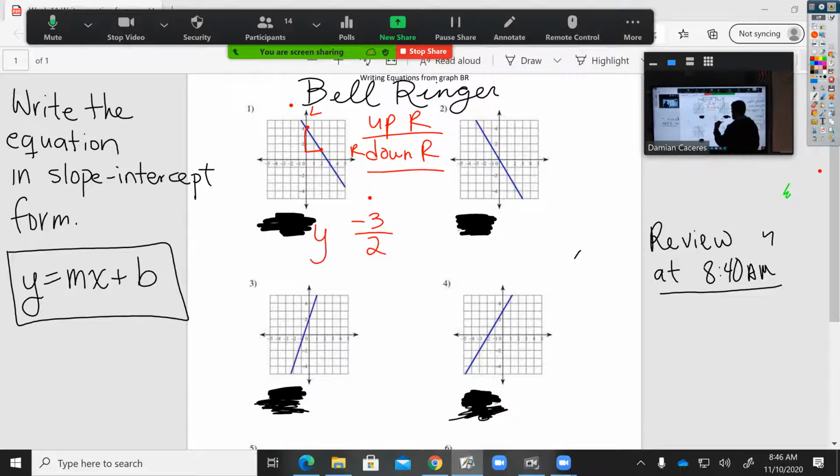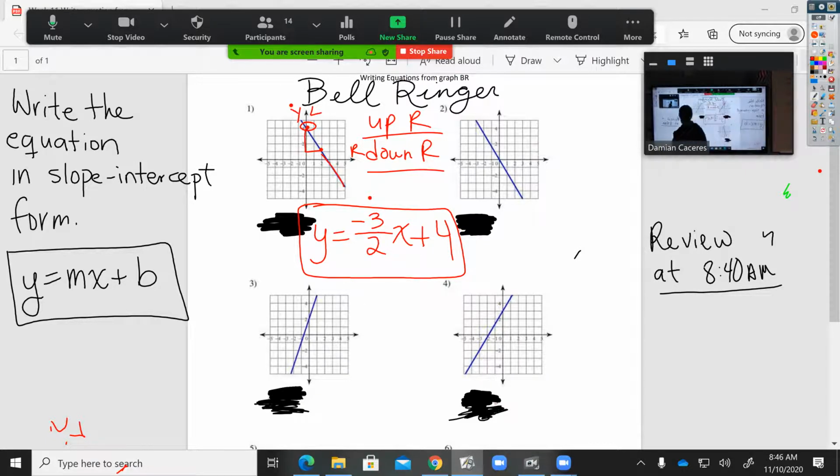So right now we have most of our answer. Y equals negative 3 over 2x. The only thing missing is the y-intercept. Now, where does this blue line touch the y-axis? On this number, which is positive 4. That will be the equation for number 1.